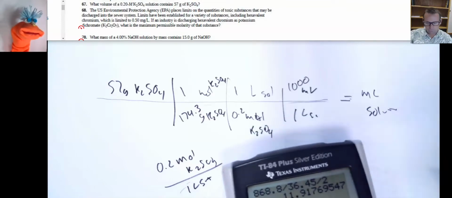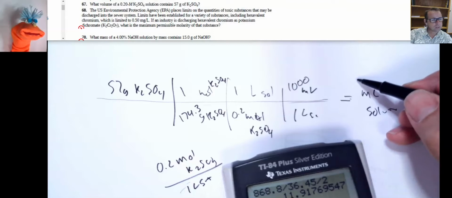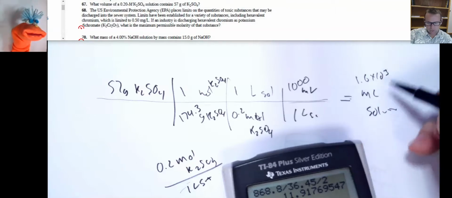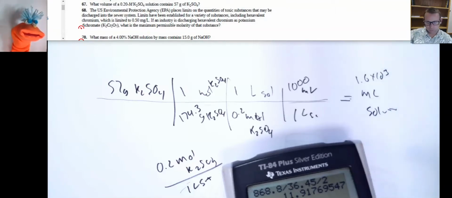So, two significant figures. Correct? Yeah, two significant figures. So 1.6 times 10 to the 3 milliliters of solution. And in liters, it would be 1.6 liters. That's how much volume you would need to get 57 grams of the potassium sulfate.